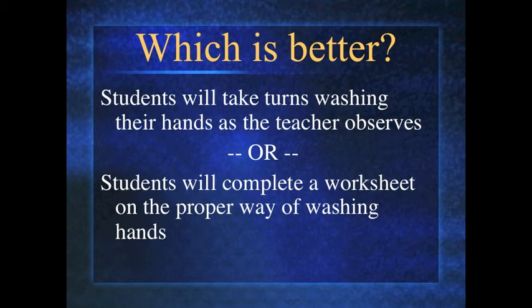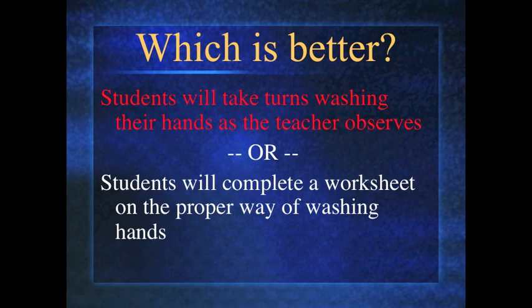To assess whether or not they were able to demonstrate the proper way to wash their hands, the better evaluation plan is the one that involves teacher observation. Yes, you'd have to have the children occupied with a worksheet or something while they're waiting their turn to wash their hands, but the best assessment method to determine whether or not your student can demonstrate a behavior is to observe the behavior.